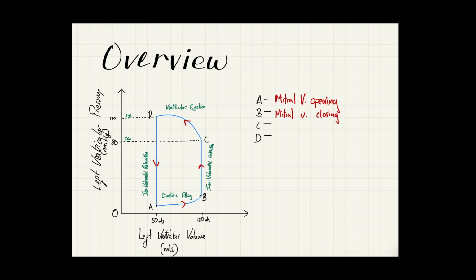So C, we've hit maximal pressure with no ejection of volume, so the aortic valve must open at this point for volume to leave the ventricle in a normal heart.